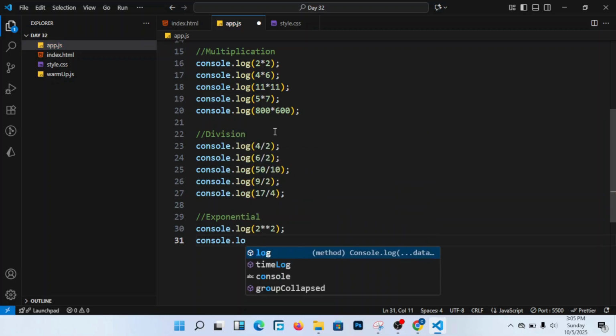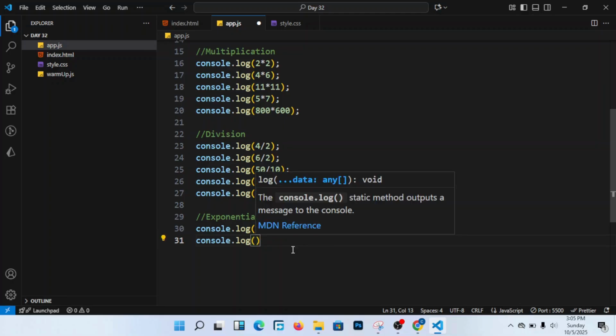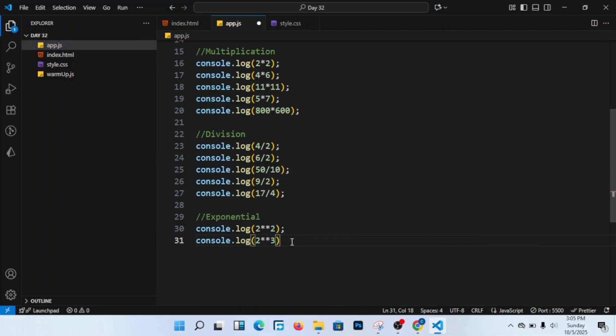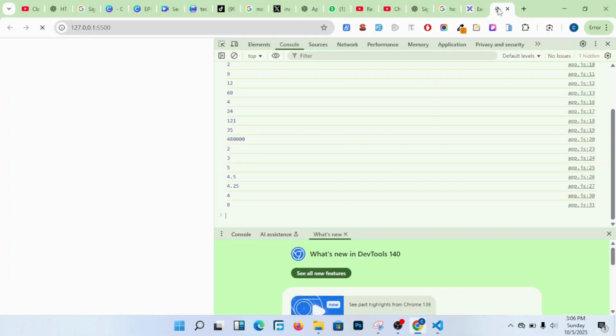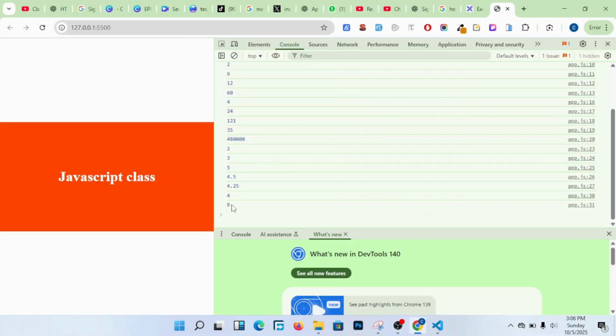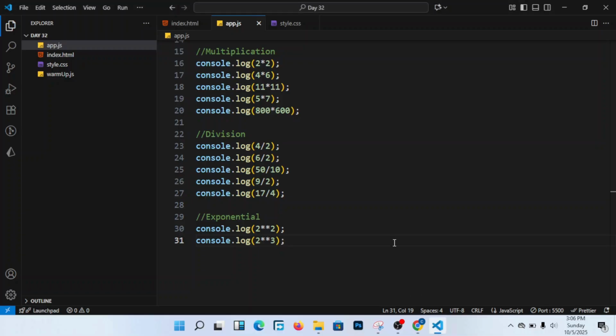So when I come here and say, for example, console.log, then I say 2, I put 2 stars and I put 3. Let's see how it looks in the console. 8. You see? 2 power 3 is 8. Remember, this is nice.